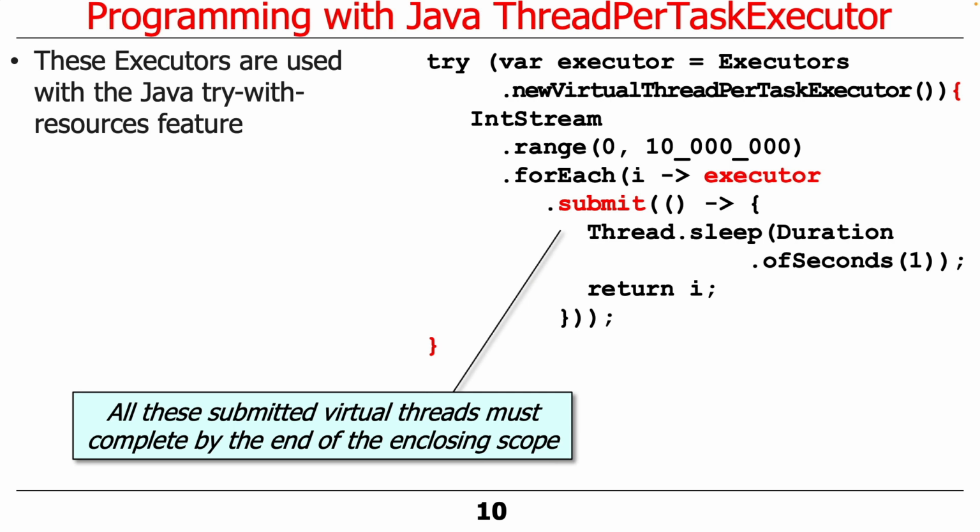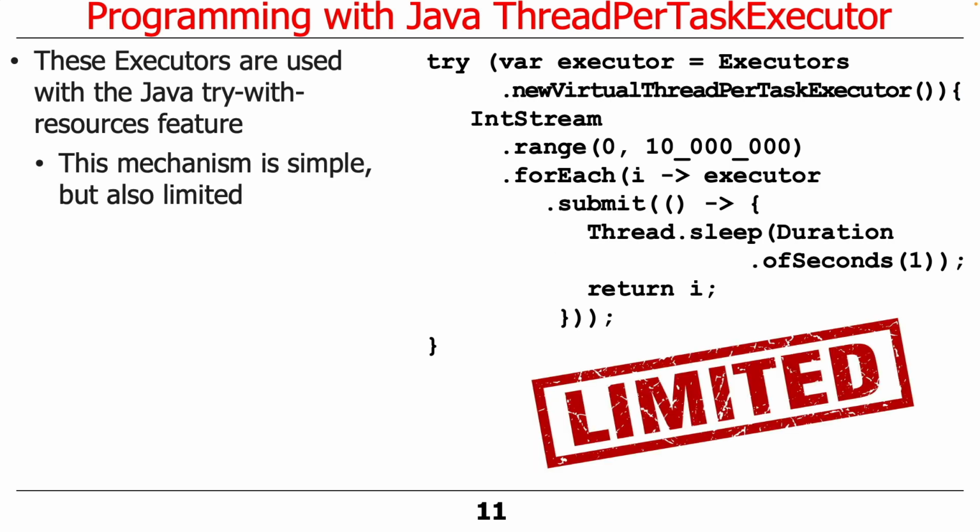And all these submitted virtual threads must complete by the end of the enclosing scope. So by the time we leave this try-with-resources block, all the threads will be done, and all the computations will be finished, and also the executor value here will be cleaned up because its close method will be auto-called. This mechanism is very simple, but it's also limited.